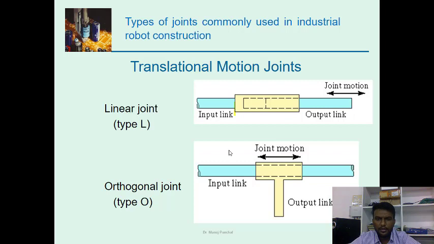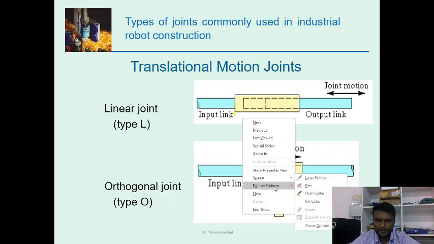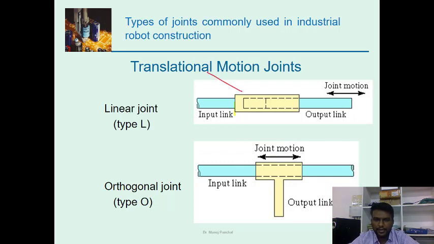So the linear motion between two links. You can see here, this link is your one link, right? And this is simply, if you see the example of a piston cylinder, nothing but the piston cylinder motion, right? Simply.